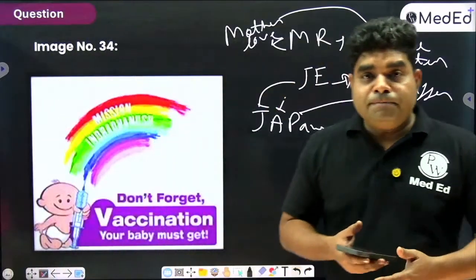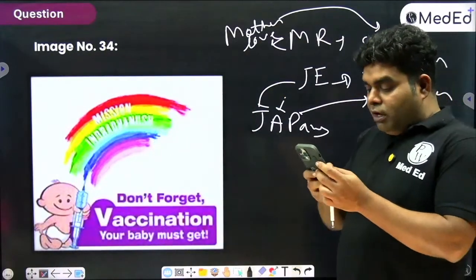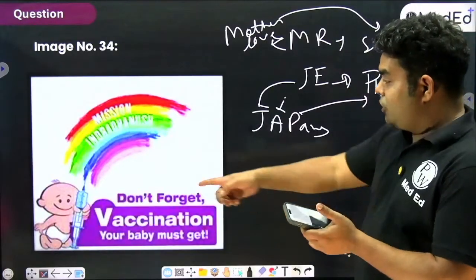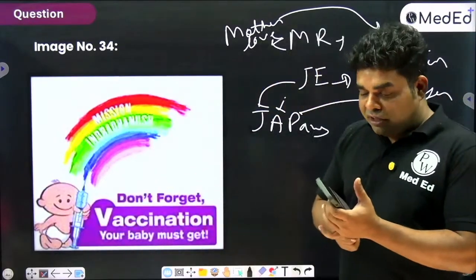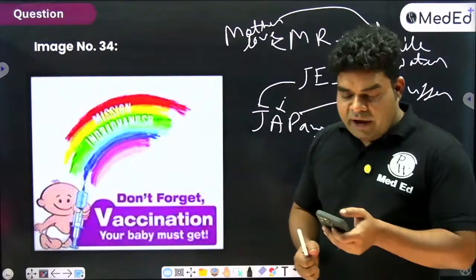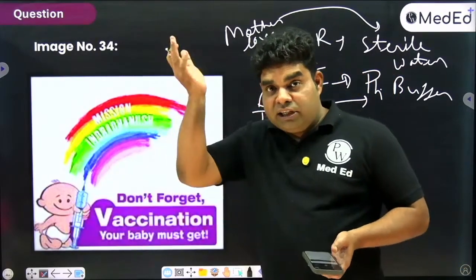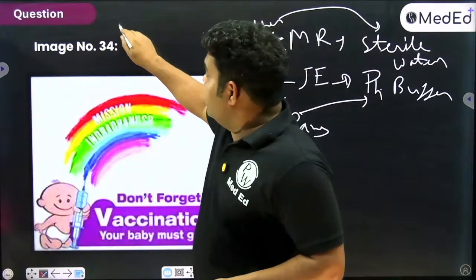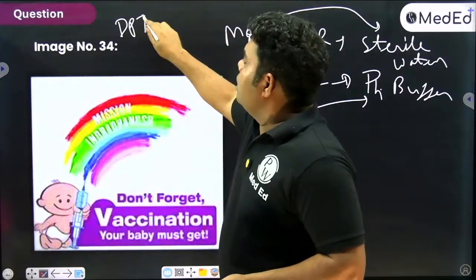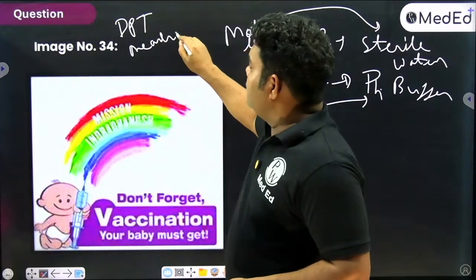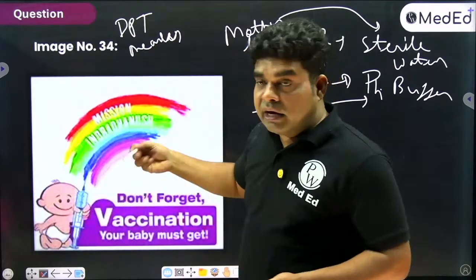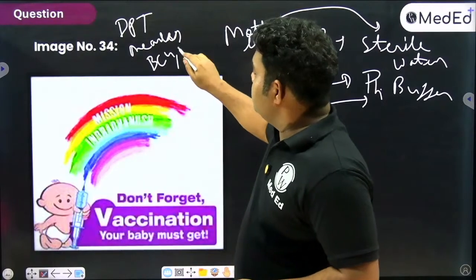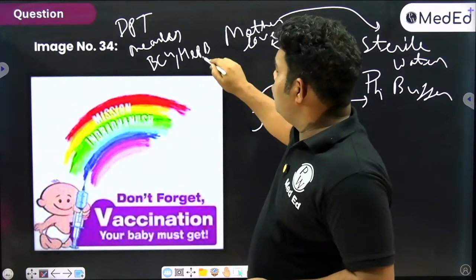What is this logo? Which has only child in the world who is happy with an injection in his hand. This is Mission Indradhanush, which is for 7 vaccine preventable diseases. In the early stage, it started for 7 diseases. Very simple to remember. 3 are DPT, 4th is measles, and the 3 are those which are given at birth. What are given at birth? BCG, Hep B, and OPV.